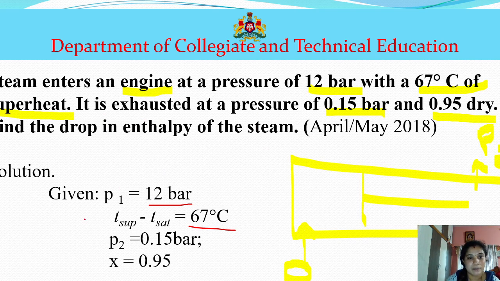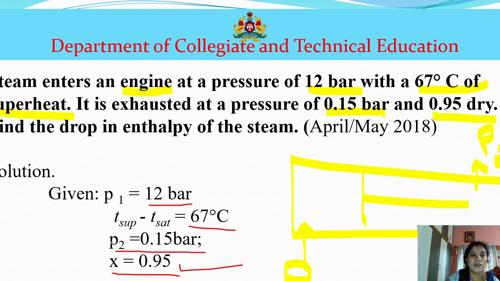In the exit condition, they have mentioned the pressure as 0.15 bar. So it's leaving the system at a pressure of P2. I'll take it as P2, and they have given it as 0.15 bar. While going, the steam has become a wet steam, so we have a dryness fraction. How much is it dry? It's 0.95 dry. This is what they have given.